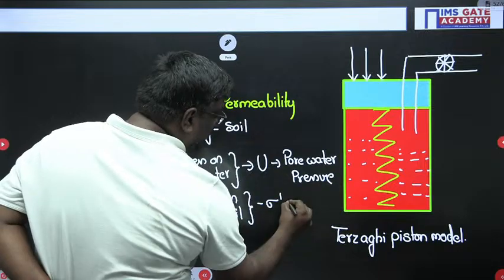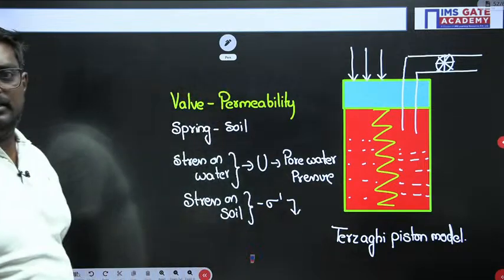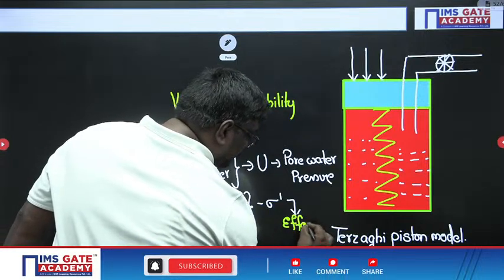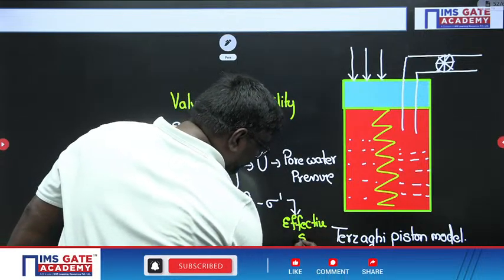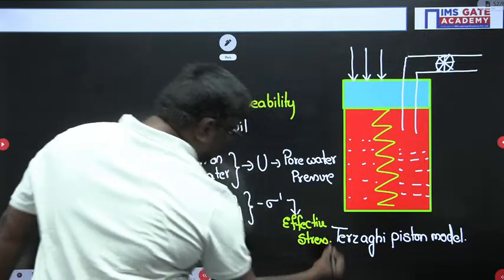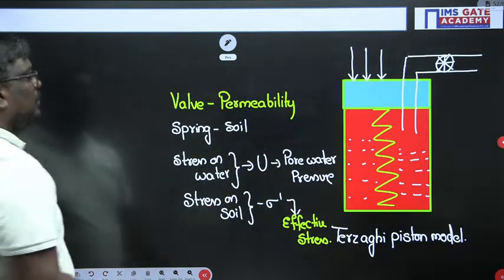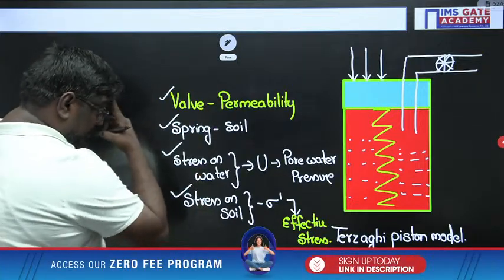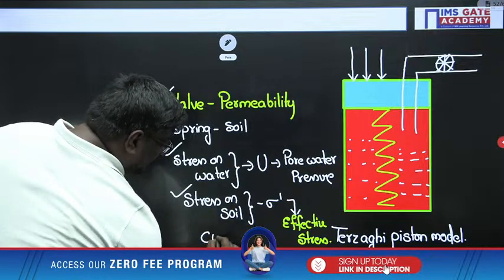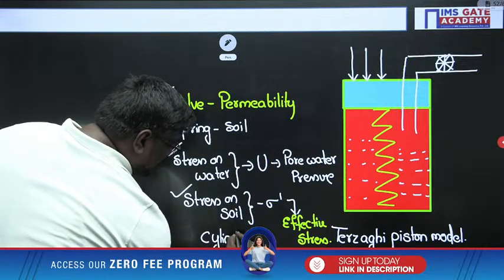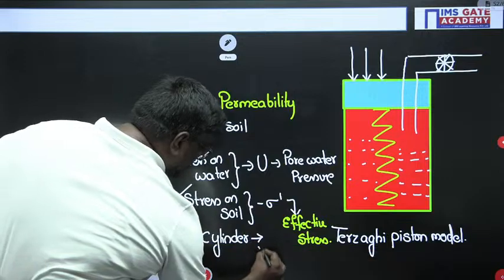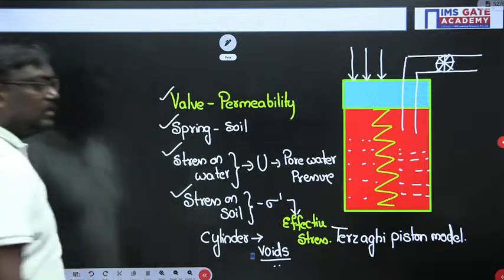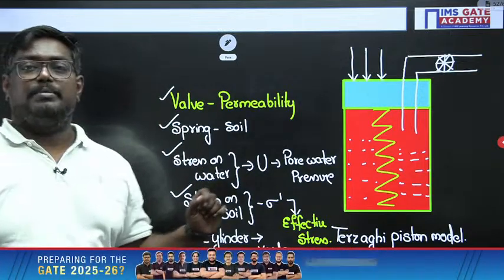This is sigma dash. What is sigma dash, sir? This is called effective stress. Next, valve, spring, stress on water, stress on soil, and next one we have is what, sir? Cylinder. Cylinder is nothing but voids. Agree, sir? So this is how the Terzaghi piston model works.